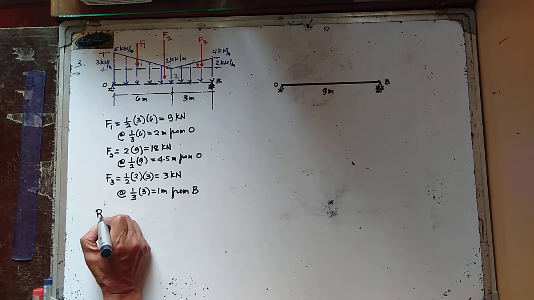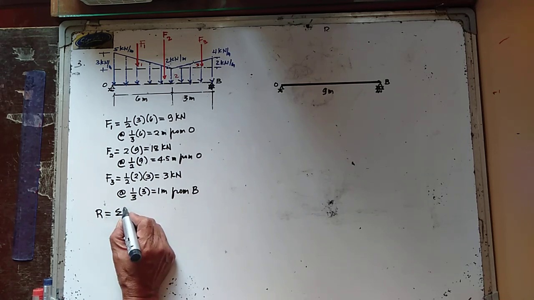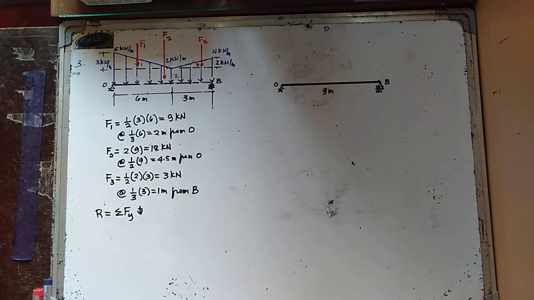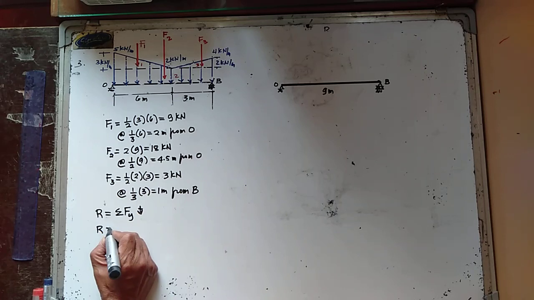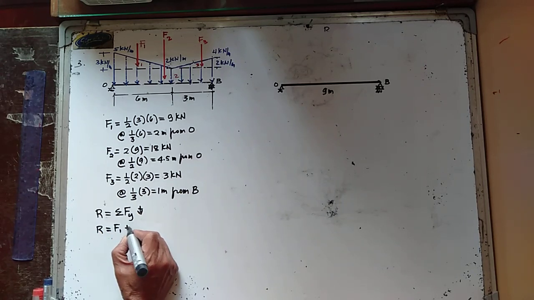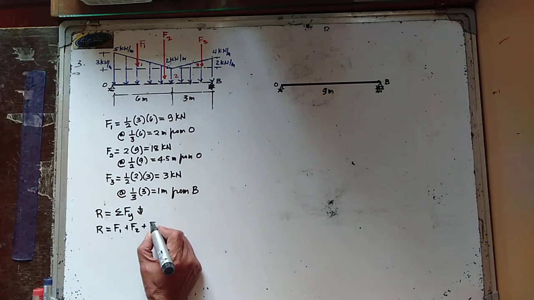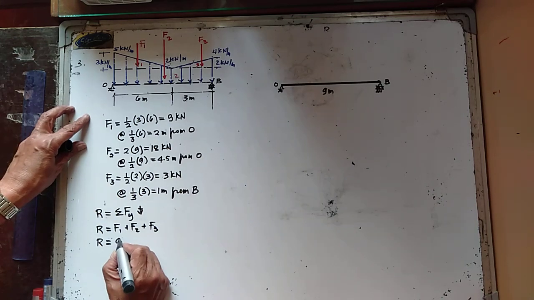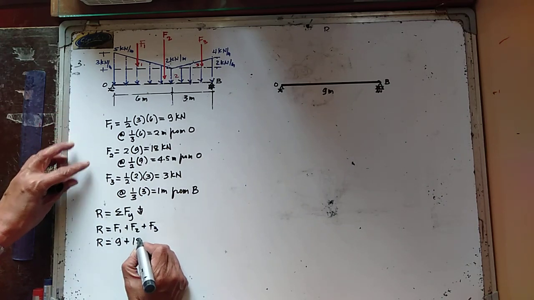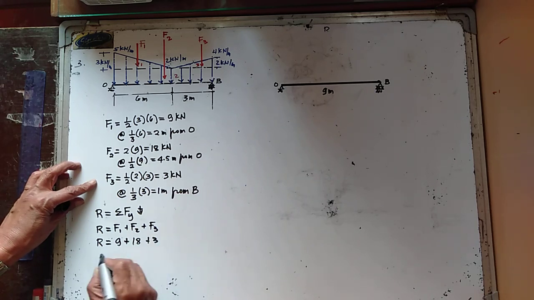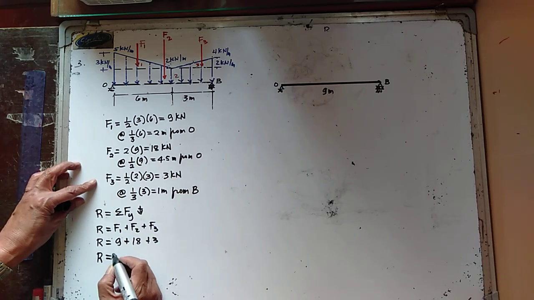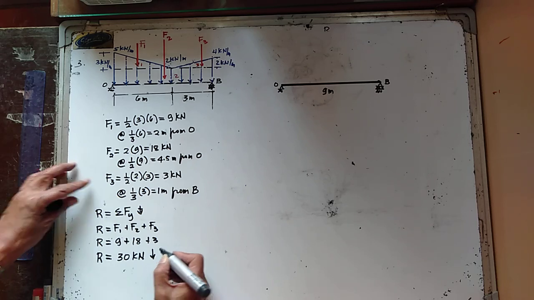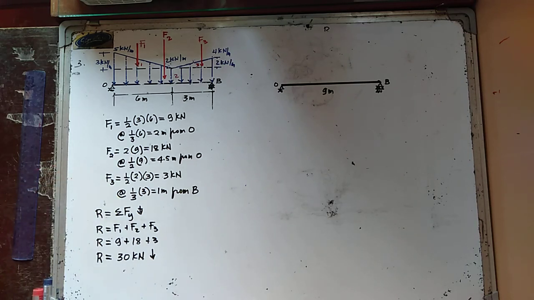Now, the resultant is equal to the summation of forces in the vertical direction. We have downward forces positive. So your R is equal to F1 plus F2 plus F3. So your R is now equal to 9 plus 18 plus 3, or the resultant force is now equal to 30 kilonewtons, and that is going down.